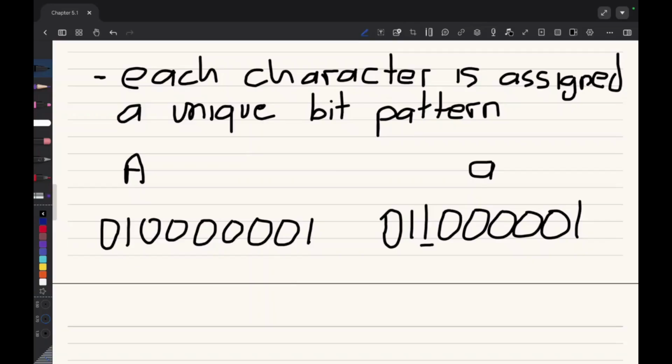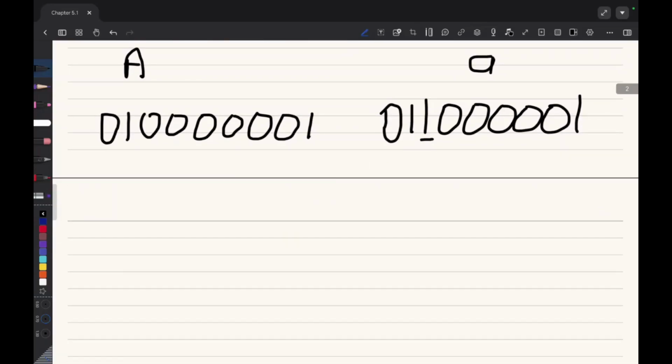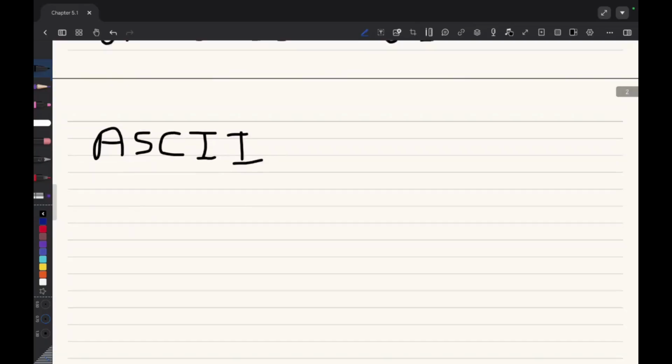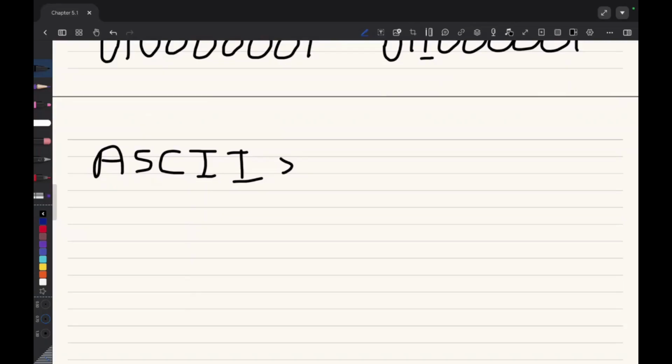Now let's say we want to present the word car. I did say the character is assigned a unique bit pattern, so that's that. And I did mention again that we have the ASCII, which is a 7-bit representation. I mean, it's 7 bits to represent English text symbols.